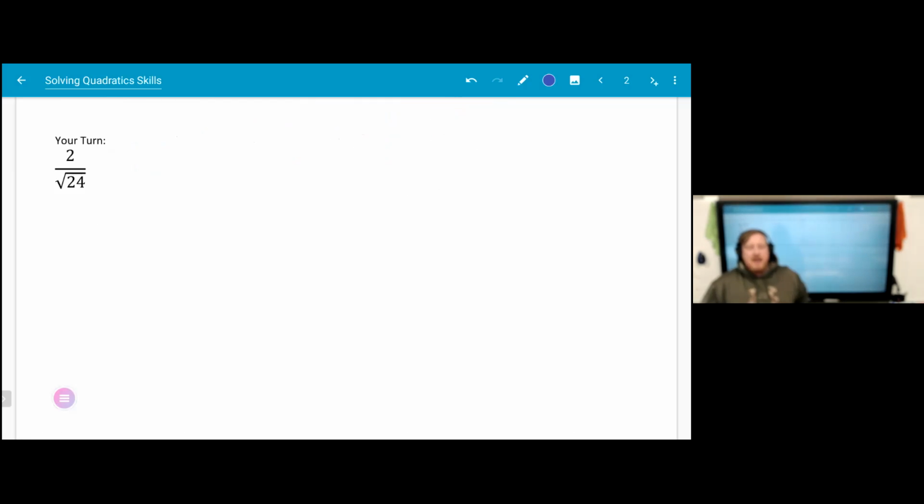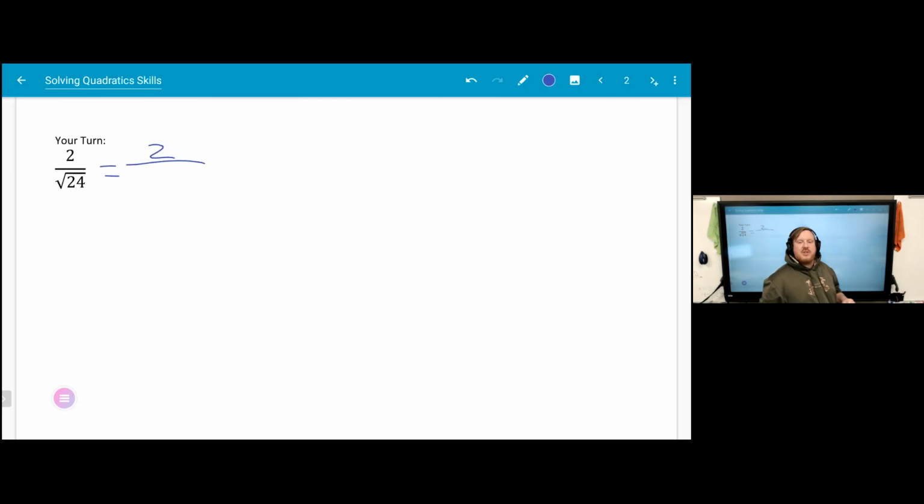Go ahead and try the bottom, hit pause, and then come back and let's talk about that. All right, you've paused, hopefully. Let's go ahead and take a look here. That top doesn't change at all, right? It's just 2 for now.